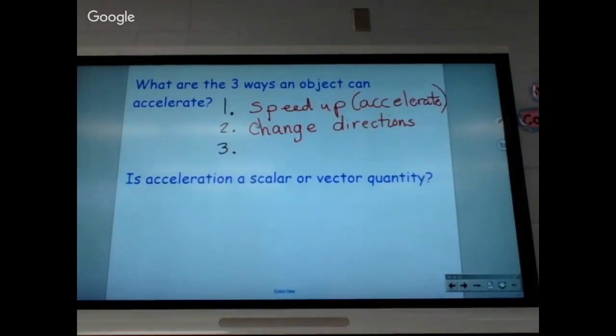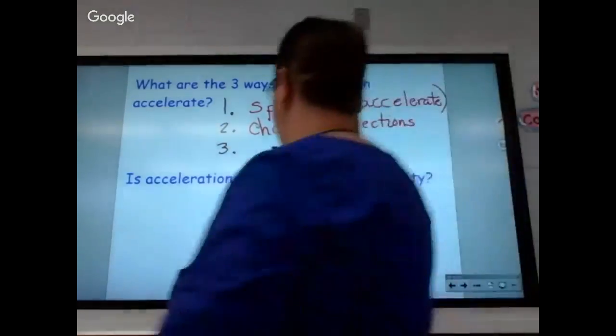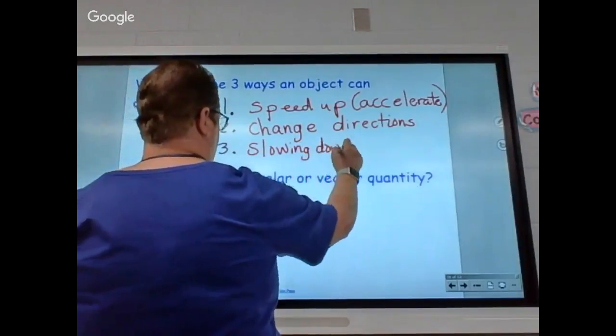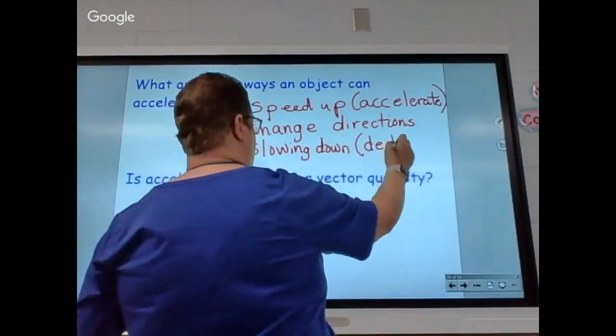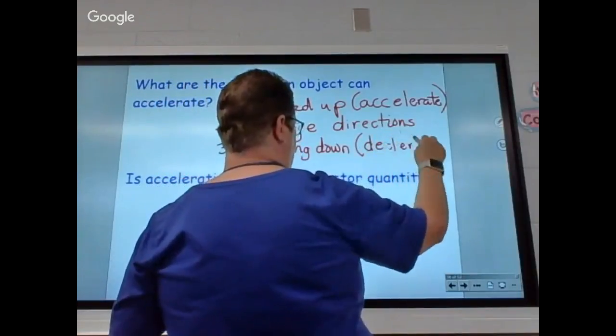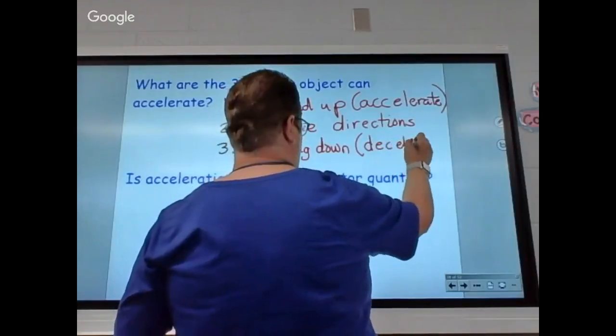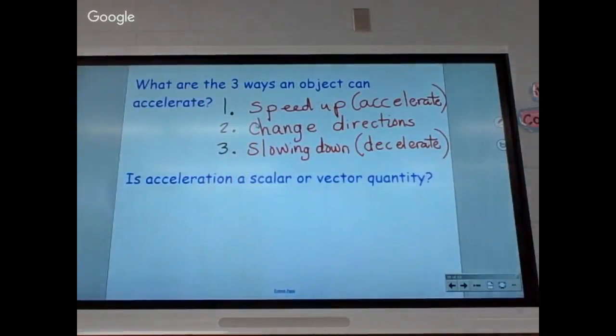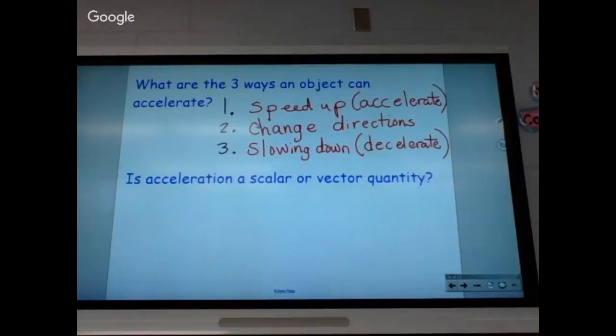Change in velocity. How can we change our velocity? Slowing down. Slowing down has a name. When we slow down, we decelerate. Now, a lot of people won't use the word decelerate, particularly science teachers or physics teachers. They use positive and negative acceleration. I'm not that big of a stickler for the vocabulary, so I will use the words accelerate and decelerate because I hated physics in college, so it doesn't bother me.